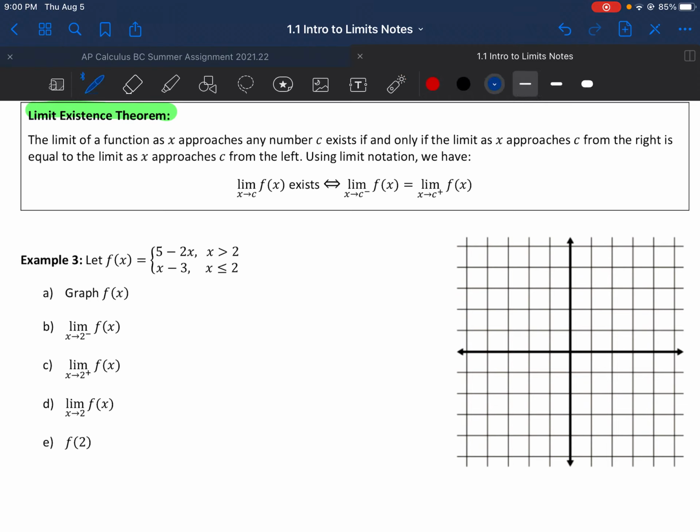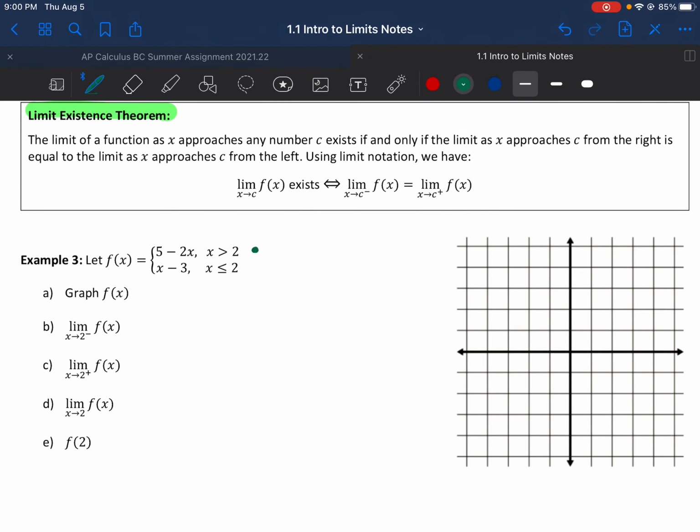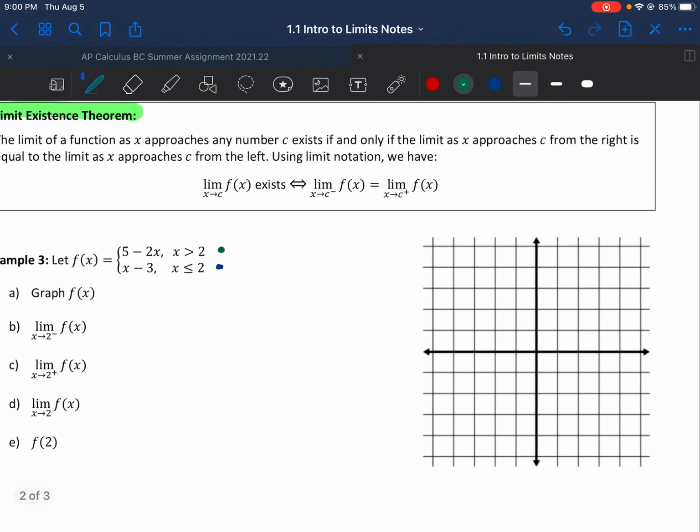So here in example 3, first we want to get an idea of what this looks like visually. We have this piecewise defined function, and let me get a couple of different colors here. I'm going to use green to represent this part of the piecewise function. I'm going to use blue to represent this part of the piecewise function, okay? And let's tackle this part first. So if the x values are bigger than 2, the function is modeled by 5 minus 2x. Well, let's graph 5 minus 2x real quick. This is just a linear function.